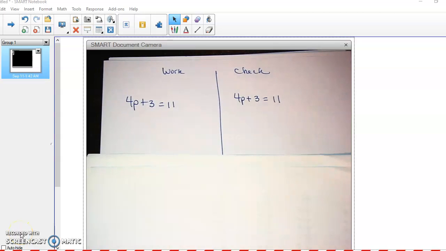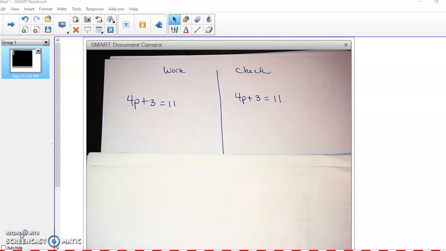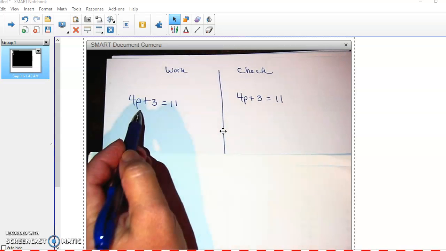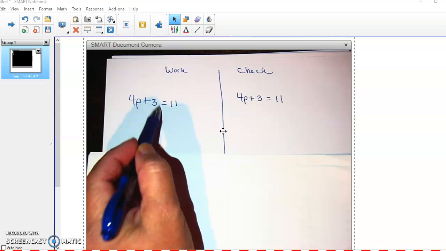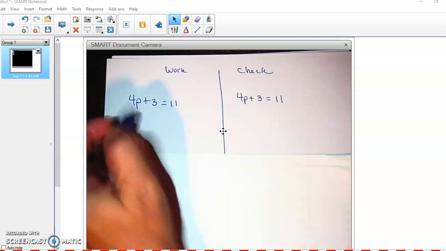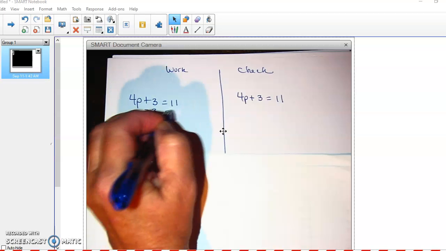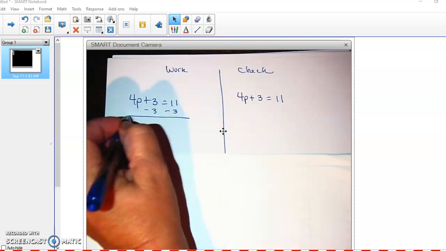Okay, now we're going to work on two-step equations, okay? So just one more step. So we still want to get this variable by itself. So we have to get rid of this constant first. So with the plus 3, we're going to subtract 3. Whatever you do to one side, you do to the other.